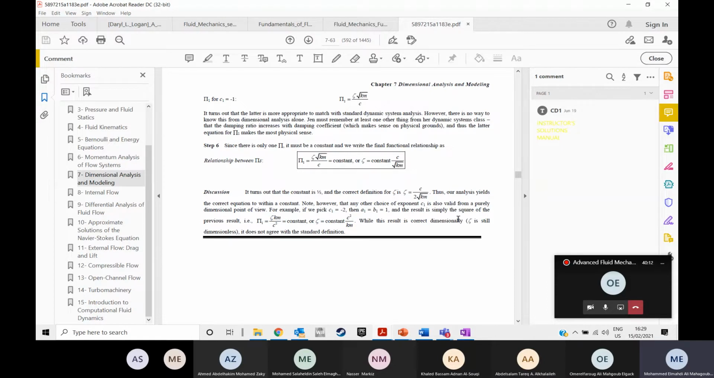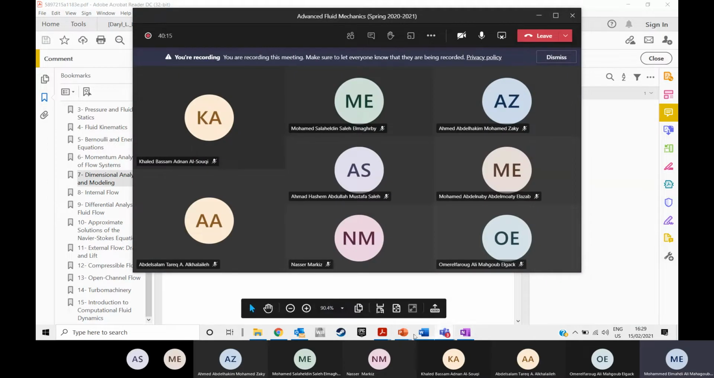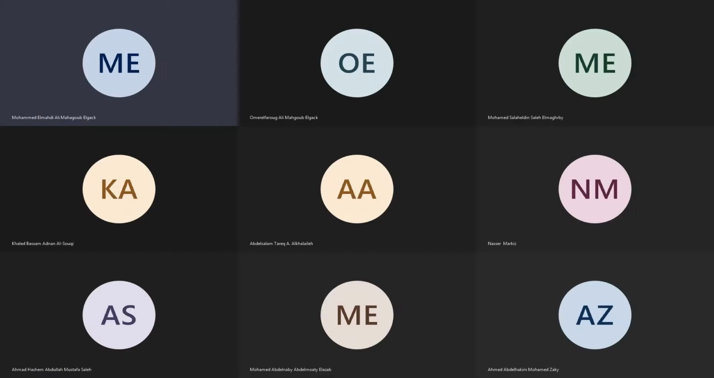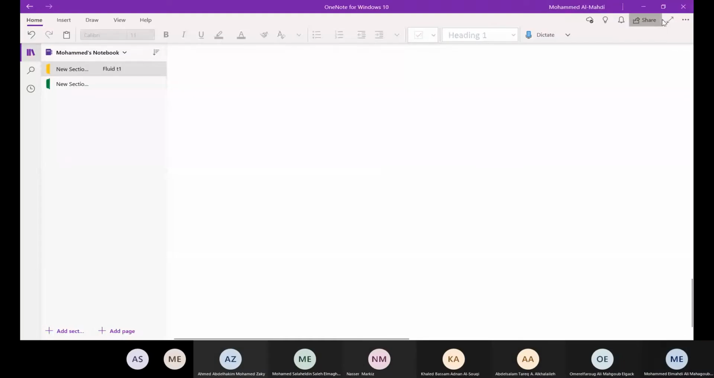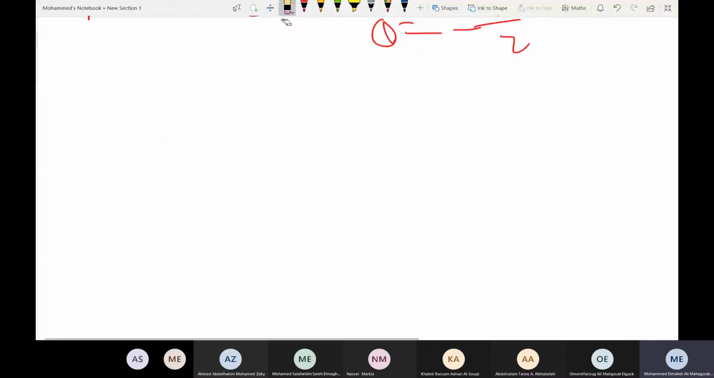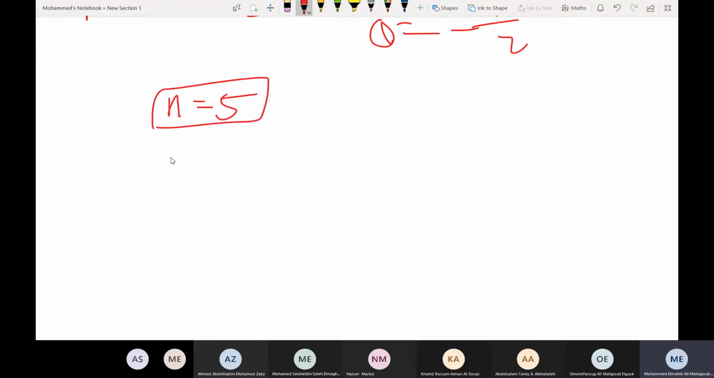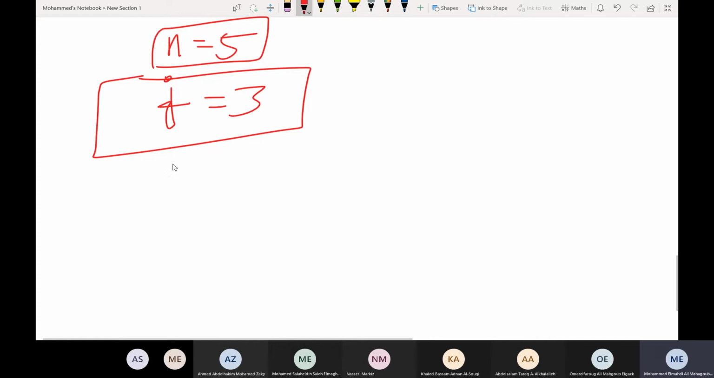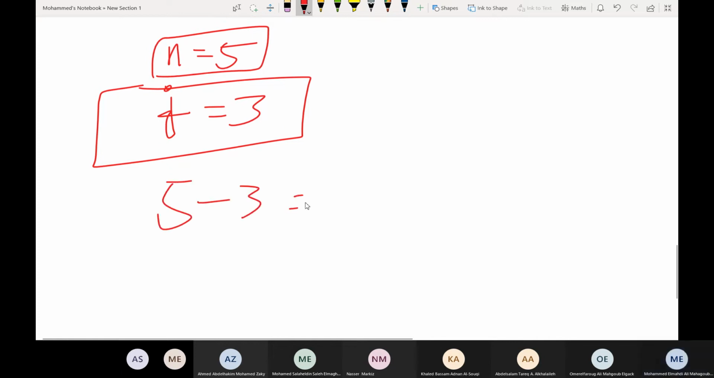So this is the general case. Just forget the previous case. Generally, what you do, you see how many parameters you have in your question. Let's say we have 5 parameters. Then you see how many dimensions you have, which you will call J. In this question, we have 3 dimensions. And then you want to know how many pi's you have, which is 5 minus 3, 2 pi's.